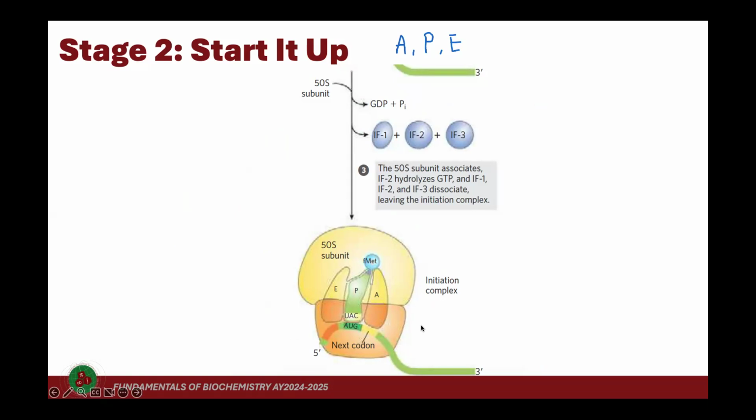So now the complex is complete, and with this, all of the initiation factors are released, and they are released using energy. So recall that IF2, initiation factor 2, has a bound GTP. So it gets hydrolyzed into GDP plus a phosphate group, and that releases energy, which drives the release of your initiation factors. So now you have the initiation complex. And that is the end of the initiation stage.